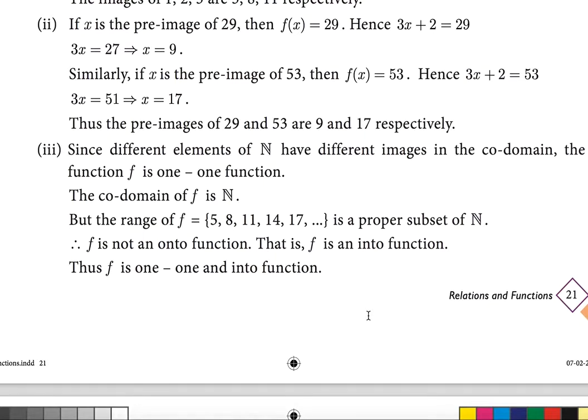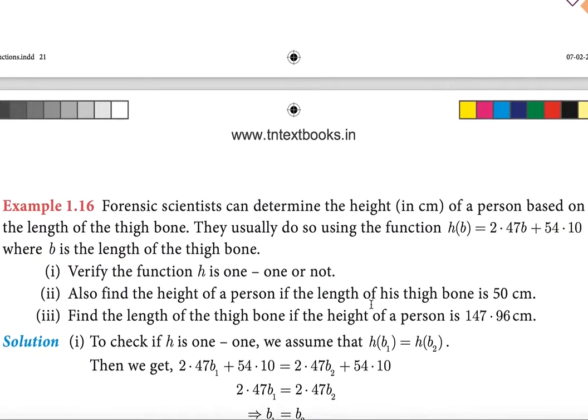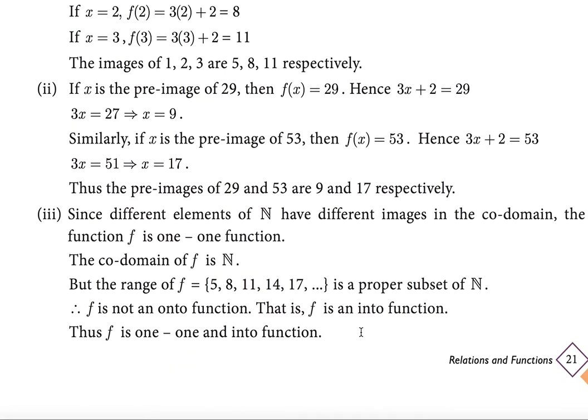To have onto, your range of f should be equal to the codomain. Okay, here codomain is all natural numbers, right?